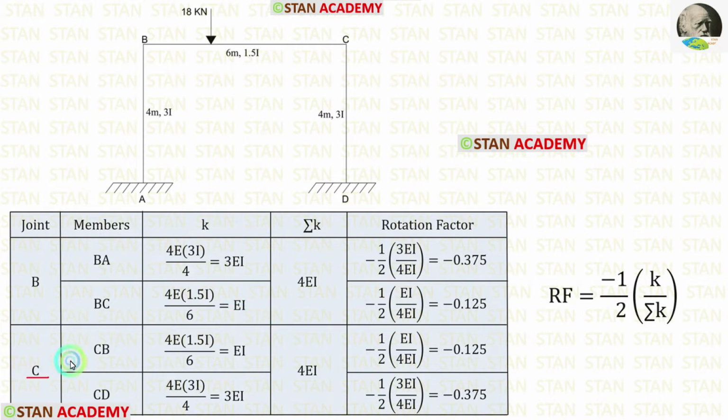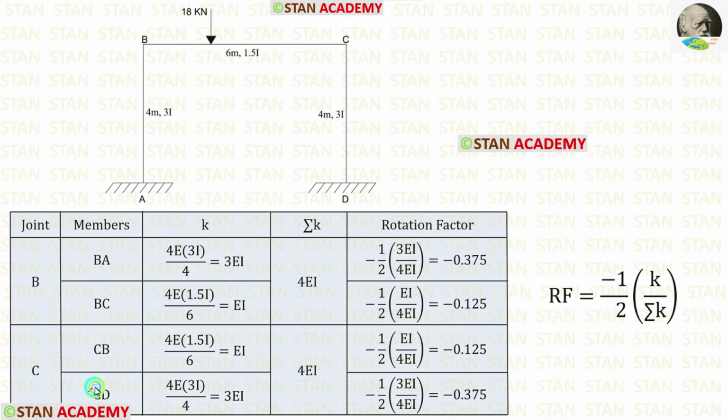Now, in the joint C, let us find the stiffness for CB. For that, from the joint C, we have to look at the point B. The point B is continuous. If the far end is continuous, the formula for the stiffness is 4EI upon L. Length of CB is 6. The moment of inertia is 1.5I. Let us apply them. Finally, for the stiffness of CB, we are getting EI.